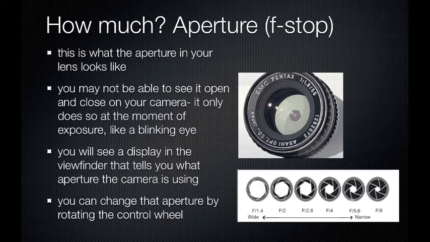You will see a display in the viewfinder that tells you what aperture the camera is using. And at the end of this tutorial, we have a slide that shows you where to find this information inside your viewfinder. You can change the aperture by rotating the control wheel on the front of your camera with your index finger.